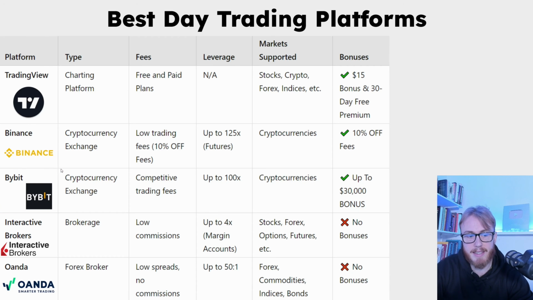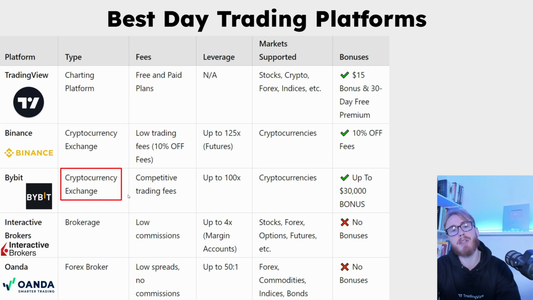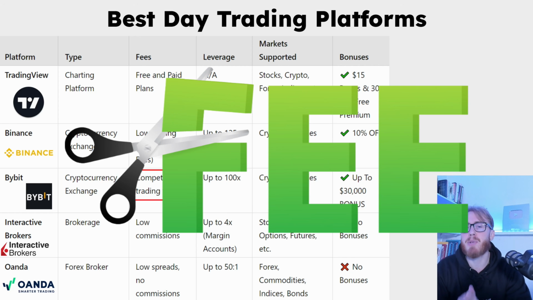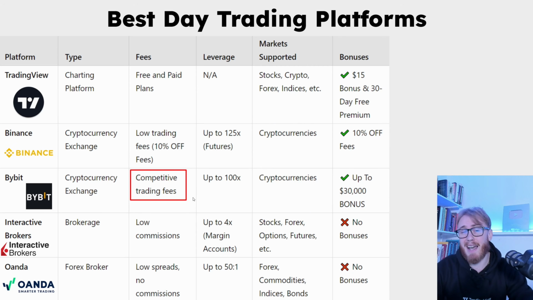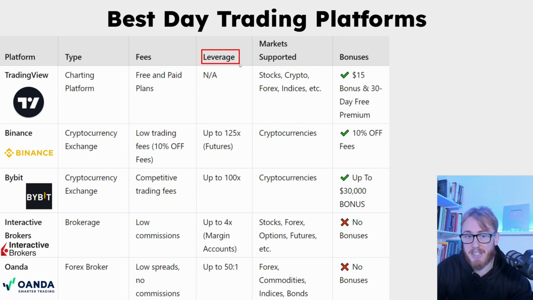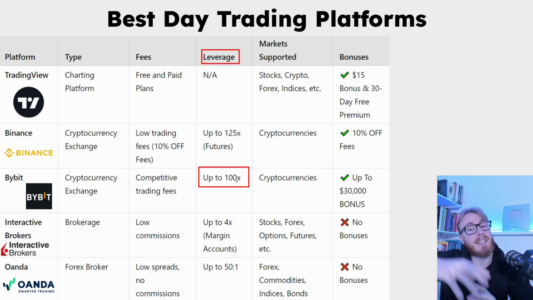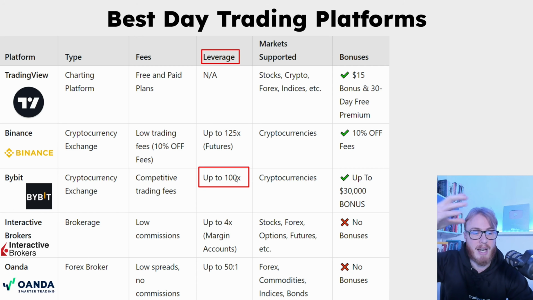And Bybit is yet another crypto exchange. One good thing about Bybit is that it also has pretty low trading fees, so that's very nice. When it comes to leverage, we have up to 100x leverage on Bybit. As I said earlier when I talked about leverage, using this high leverage is highly risky, but it can also lead to very high reward.